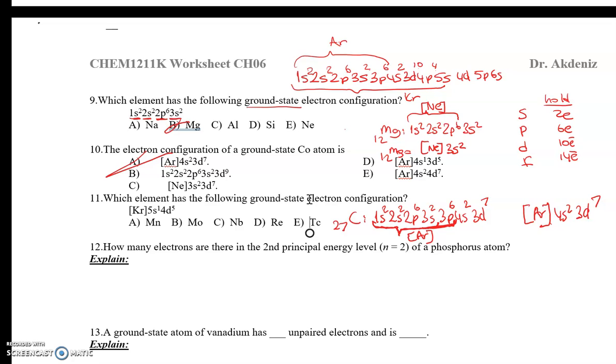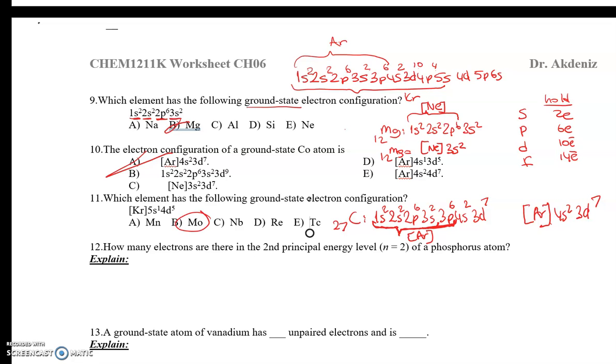Which of the elements has the following ground state configuration? I have krypton 5s1 and 4d5. Well, for this question, krypton has 36. For s, we got 1, and for d, we got 5. So we have krypton 36 plus 6 is going to be 42. And then this is molybdenum, right? The answer is molybdenum.